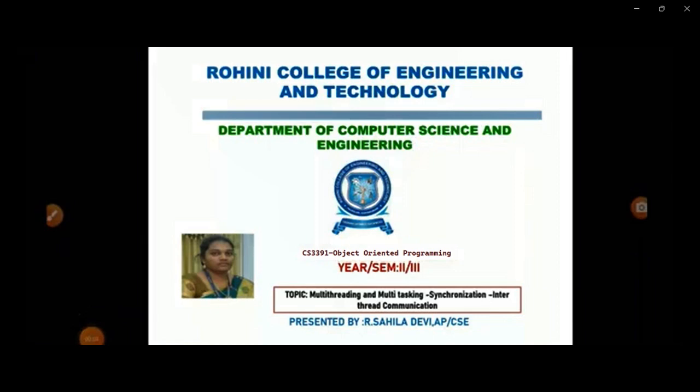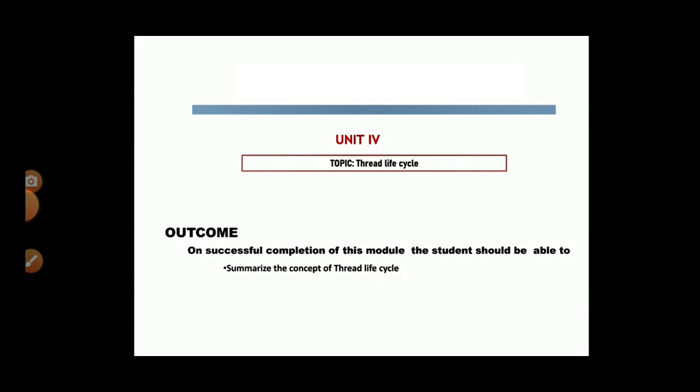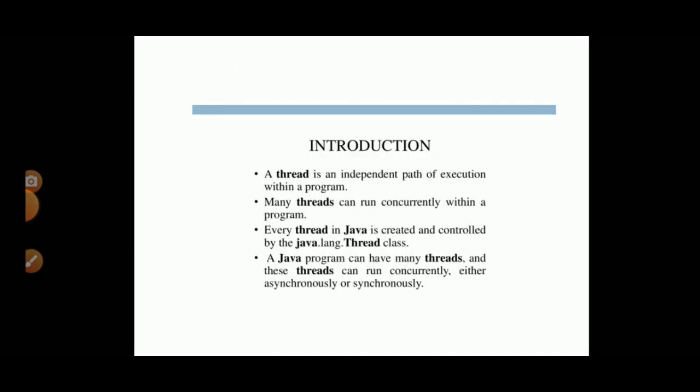Today we are going to discuss the subject CS3392 Object Oriented Programming. In Unit 4 we are going to discuss the topic thread lifecycle. The outcome of learning this module is that on successful completion, the student should be able to summarize the concept of thread life cycles. They can understand the thread and summarize the concept of thread life cycle.